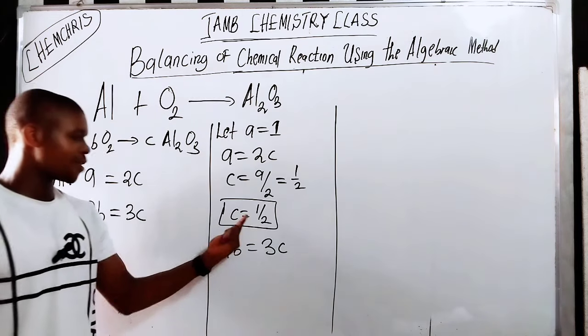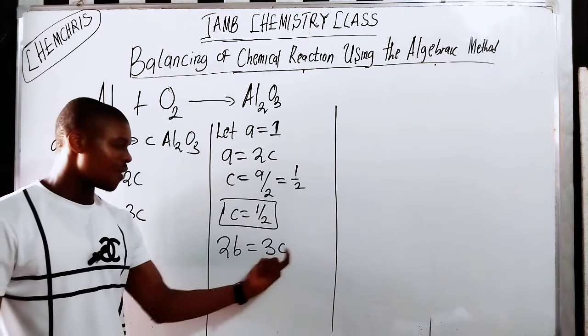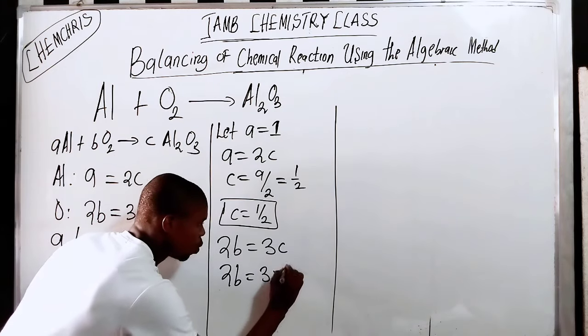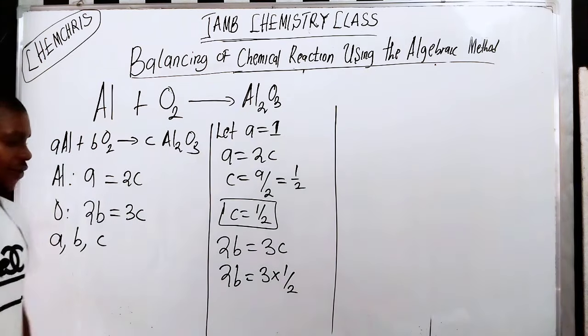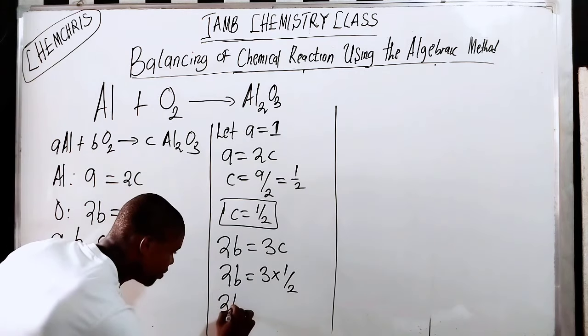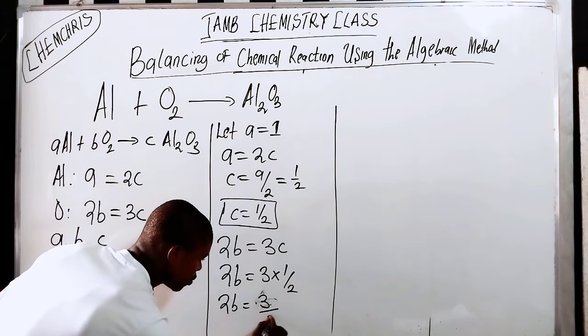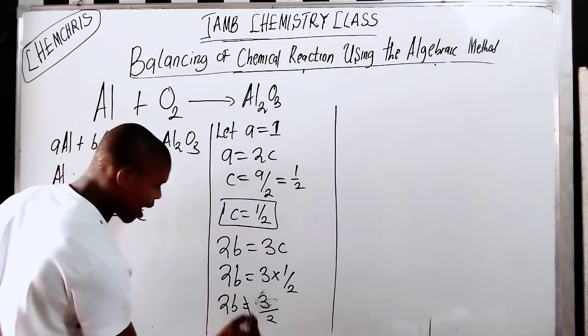Now, what is my C? My C is 1 over 2, right? So it's going to be 2B equals 3 times 1 over 2. If you check it very well, it's going to be 2B equals 3 over 2. Right there. So when you cross multiply, what will happen here?